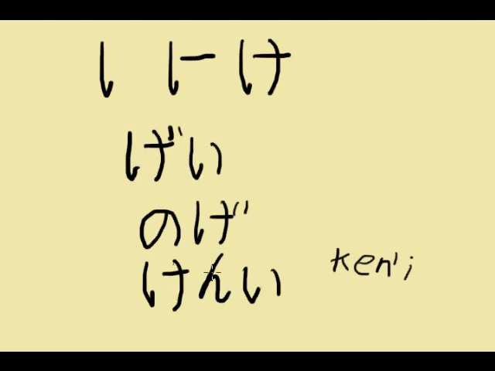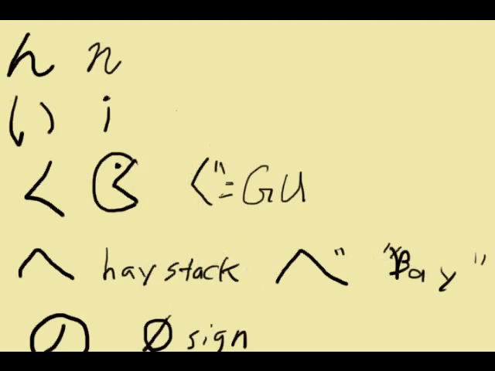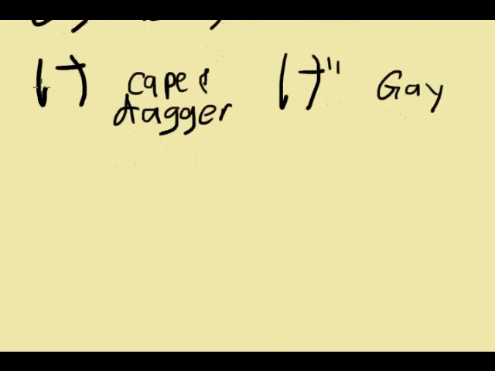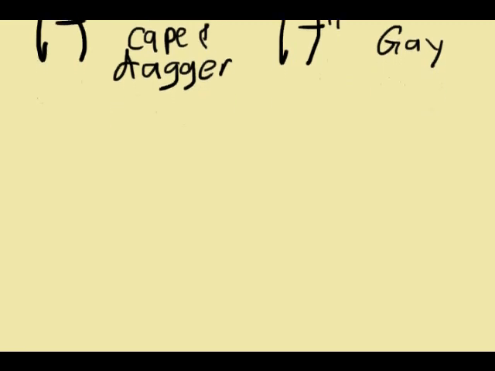Keni, ken-i, geni. Or about as simple as the review as we can make it. All right, with that next character, that brings us up to about 6 characters so far. So here we are with K, keyword cape and dagger, and when it has a glottal, it becomes gay. All right, next character.